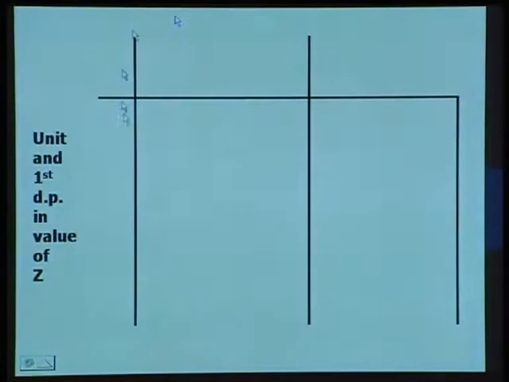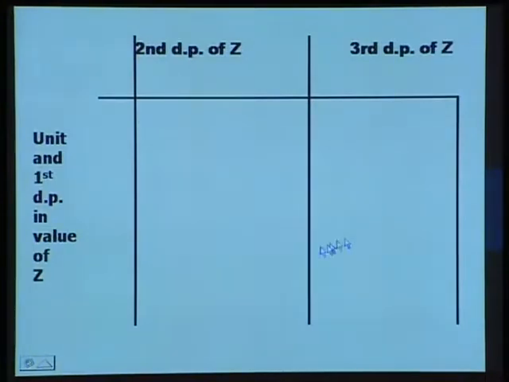The normal table mainly consists of 4 parts. In the first column, we have the value of Z, the first decimal point in the value of Z. In the top row, we have the second decimal point of Z, and in the next part, the third decimal point of Z. And in the remaining part of the normal table, we have the values of phi. So the first column would contain the unit and the first decimal point in the value of Z.